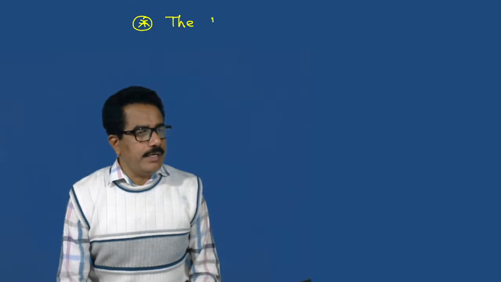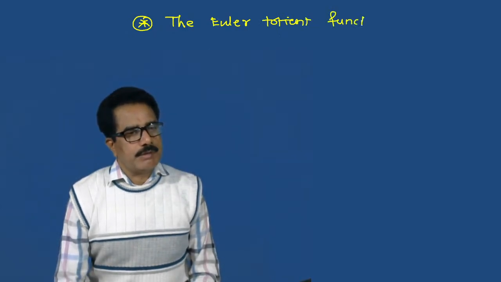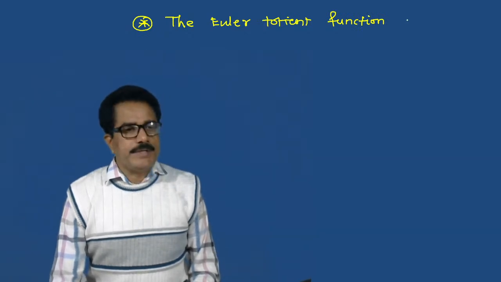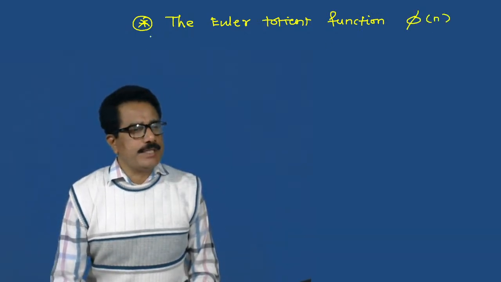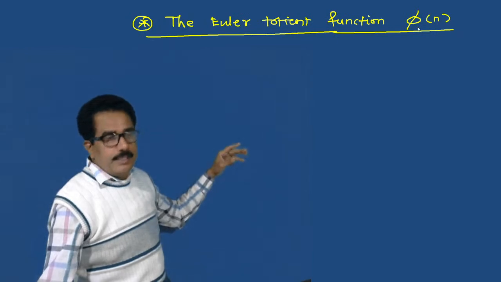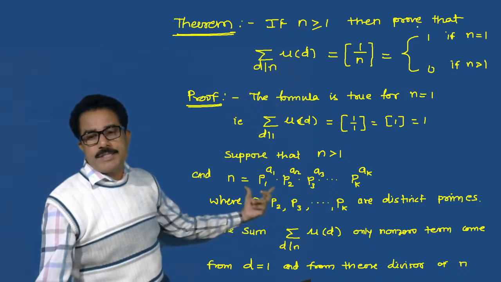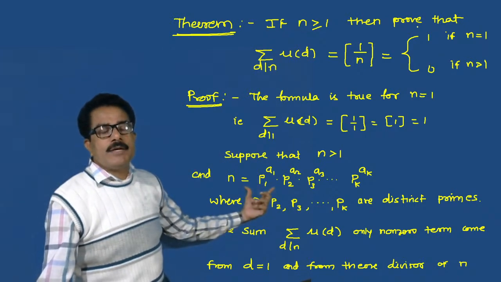Now we shall start the next function. We shall write the concept regarding the next function, the Euler Totient function, which is denoted by phi of n. See this. This is the second type of function. This definition is also defined based on the Mobius function.